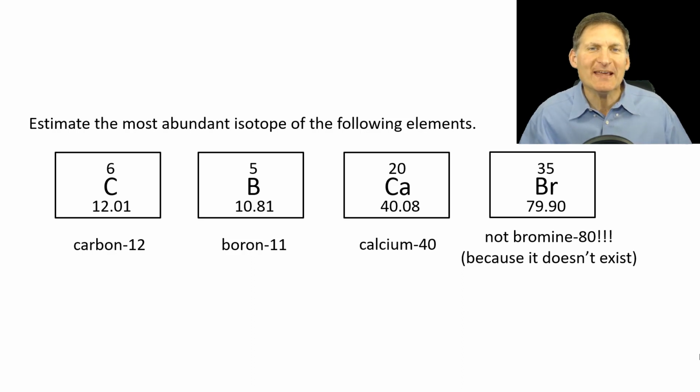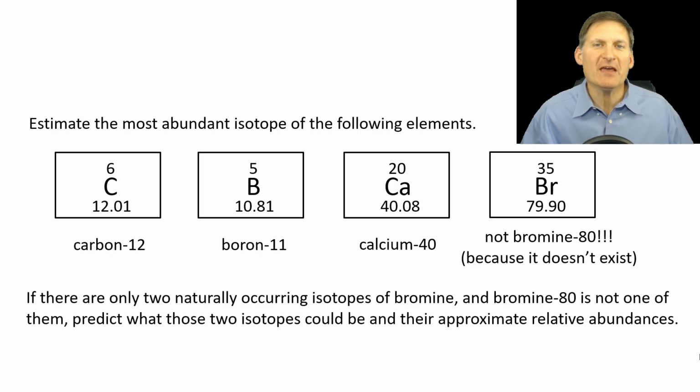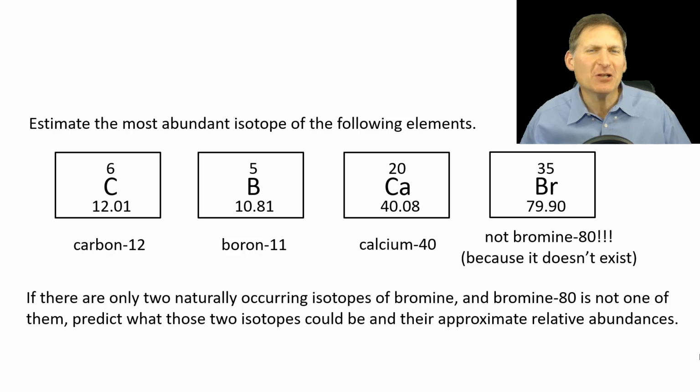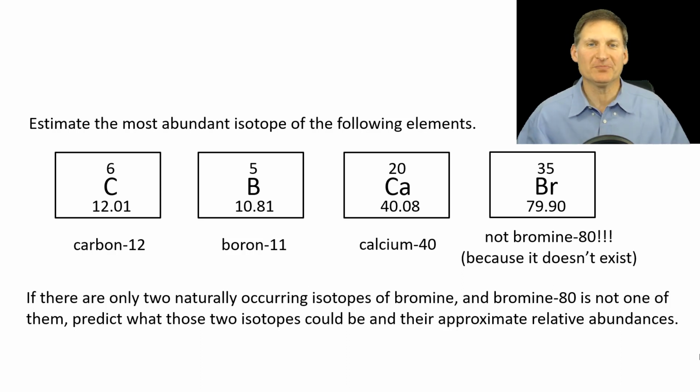But if I give you a hint like the following question, you should be able to predict the answer. Here it is. If there are two naturally occurring isotopes of bromine, and bromine-80 is not one of them, predict what those two isotopes could be and their relative abundances. The one hint I'll give is that it's common for all isotope mass numbers to be close to the atomic mass. For example, since the atomic mass is 79.90, you can be certain that the two answers are really close to 79.9 and not say bromine-45 or bromine-100. Stop the video now and write down your answers.